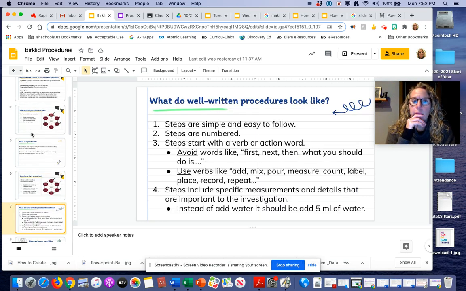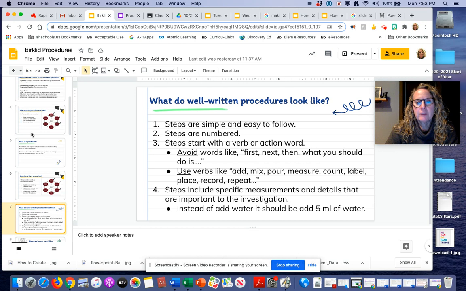So what do well-written procedures look like? Well, there's really 4 things we look for when we're writing procedures. 1, the steps should be simple and easy to follow. I like to say that I don't use the word and, like do this and this, because that makes 2 steps. And if you think about it, if you give somebody too many steps, they can't remember.